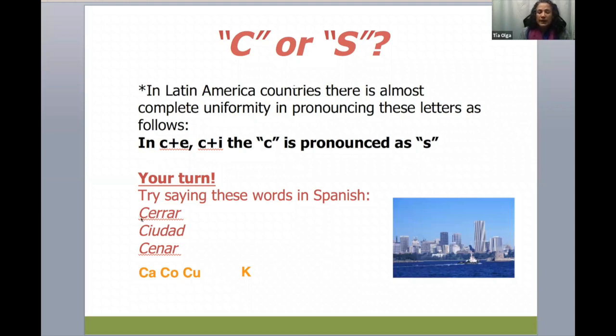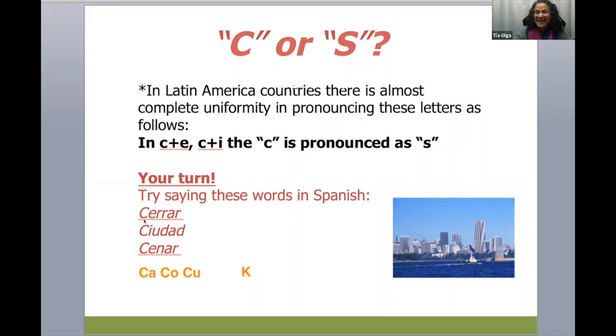We're going to try it like this. Cerrar, ciudad, cenar. Remember, most of the letters in Spanish you pronounce. We're going to learn some exceptions, but right now, you need to pronounce all the consonants and vowels you see in Spanish.